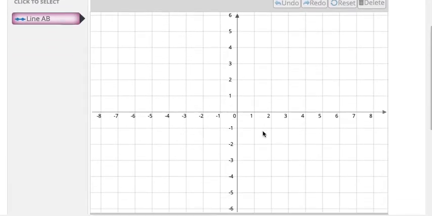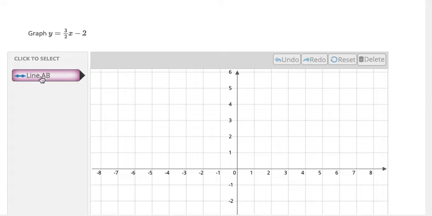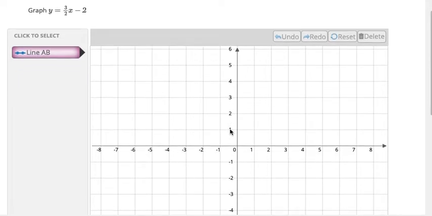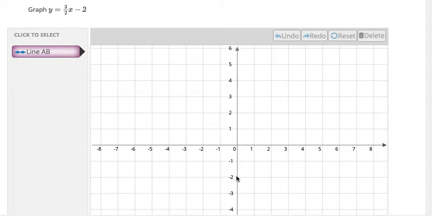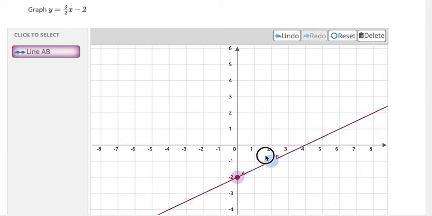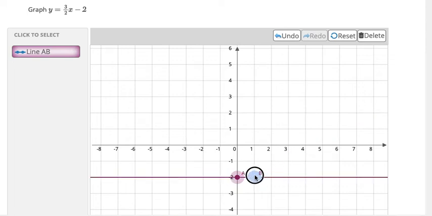Okay, so here I am. I'm going to click here on line AB. Now I'm going to start on my y-intercept of -2. So I'm going to go on the y-axis, the vertical axis, and I'm going to click on -2. Okay, now I'm going to take my other point, point B, and I'm going to hold it. See, I'm dragging right now. So I'm holding my mouse, I'm dragging it.